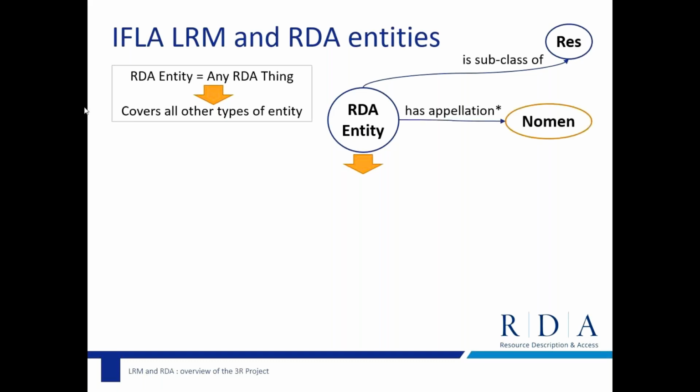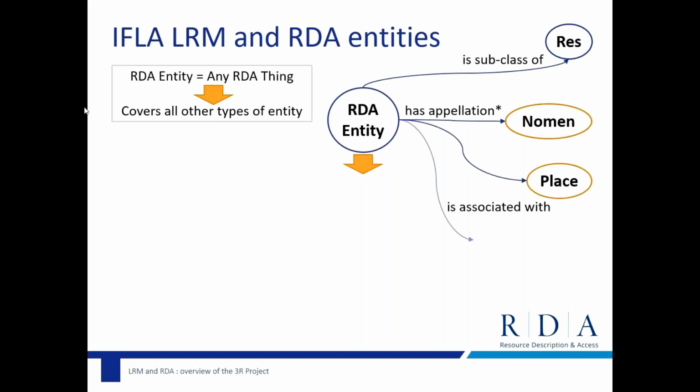So this is where the weirdness of nomen starts. RDA entity has appellation nomen. I put an asterisk against has appellation because there's one exception to what I have just said, which is nomens do not have appellations. Names do not have names. A rose is a rose is a rose. Otherwise, what this says is all things have names. And that's true. Otherwise, how could we refer to them?